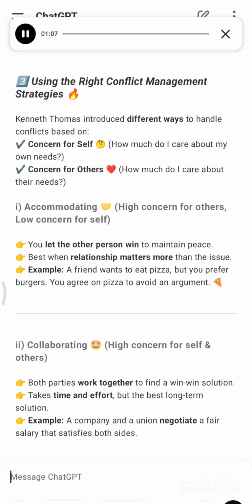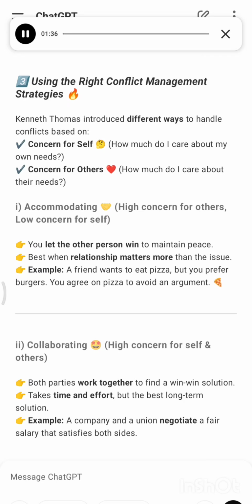How much do I care about my own needs? Concern for others. How much do I care about their needs? I, accommodating. High concern for others, low concern for self. You let the other person win to maintain peace. Best when relationship matters more than the issue. Example: a friend wants to eat pizza, but you prefer burgers. You agree on pizza to avoid an argument.